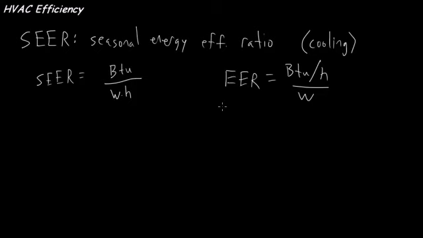And they're used for different things. So EER is used for telling you how efficient the heat engine is at a particular operating condition. So at some certain temperature, you'll see this EER. Whereas this is, over the course of an entire season, kind of the average of weather for a particular area. So you have how many BTUs it extracts from the room and dumps to the outside, divided by how much energy the compressor uses over an entire season.